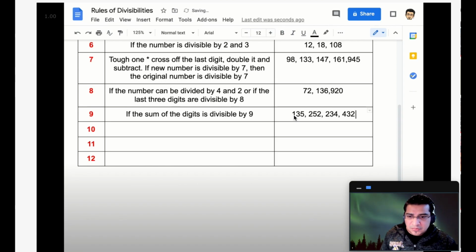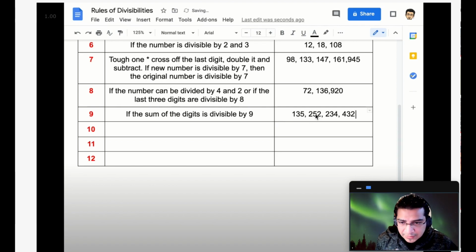Okay, so this one here, 252, well, 5 plus 2 is 7 plus 2 is 9. So because the sum of the digits equals 9, the whole number is divisible by 9. Same thing applies here. 2 plus 3 is 5 plus 4 is 9. So therefore 234 is divisible by 9.